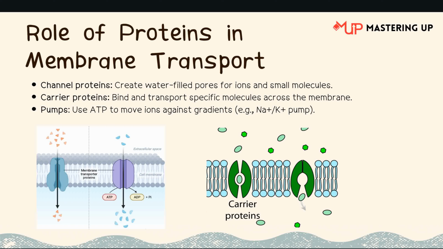The sodium-potassium pump, for example, moves three sodium ions out of the cell and two potassium ions into the cell, consuming ATP in the process. This pump is critical for maintaining the cell's resting membrane potential, which is essential for processes like nerve impulse transmission.